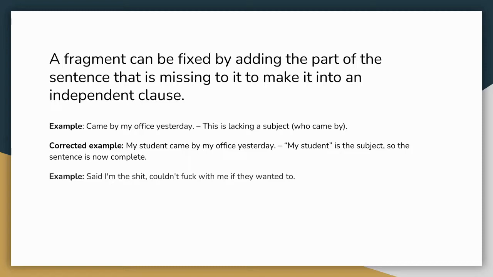So you can fix it by saying, my student came by my office yesterday. My student is a subject, so the sentence is now complete. Another example sometimes is music. A lot of music has fragments in it, which is fine, but if you look at music, it is filled with fragments. So this example would be something that you could fix. It says, said I'm the shit, couldn't fuck with me if they wanted to. Who said that? And so you have to fill it in.